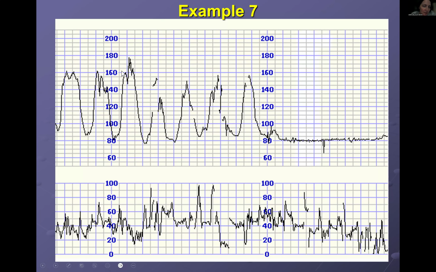No accelerations. I mean, maybe this, but not really an acceleration there. But then the variability is reduced, right? Variability is definitely reduced. And then there are the decelerations, which are these, right? Although you can't tell whether they are early or late, definitely they are prolonged.